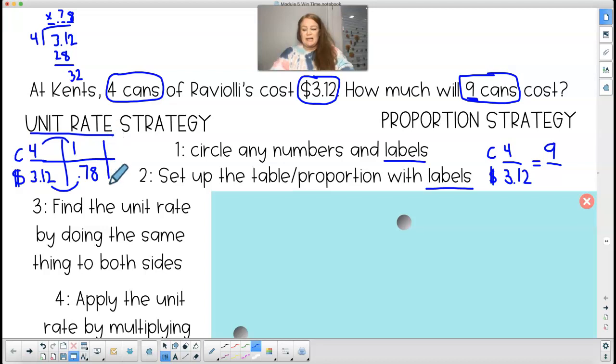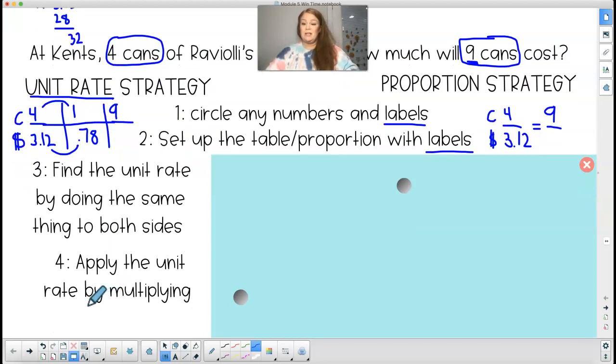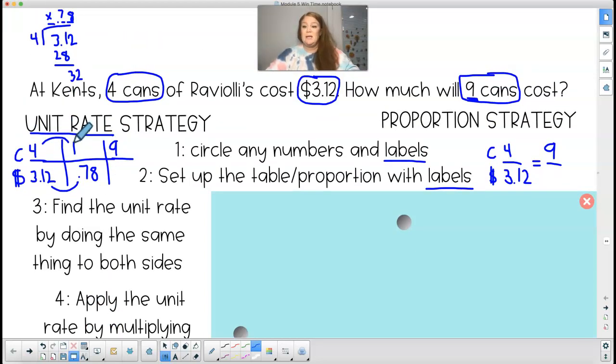So the next thing I need to do is apply the unit rate. So now I'm looking for 9 cans. So I started with 4, I took it down to the unit. Now I'm applying it to that problem. So we're going to apply the unit rate by multiplying. So I'm asking myself, here's my unit rate. 1 can is 78 cents.